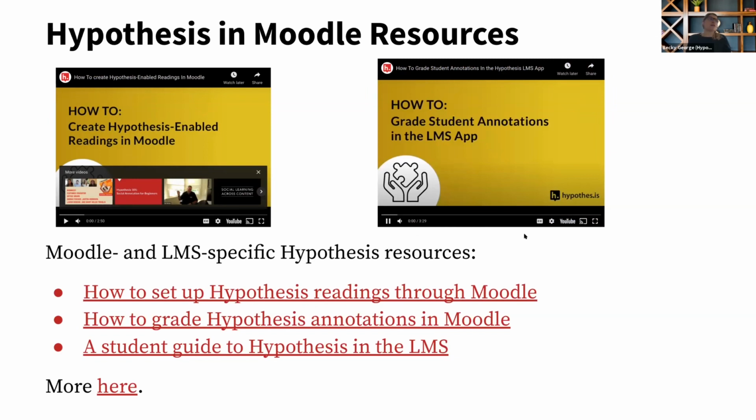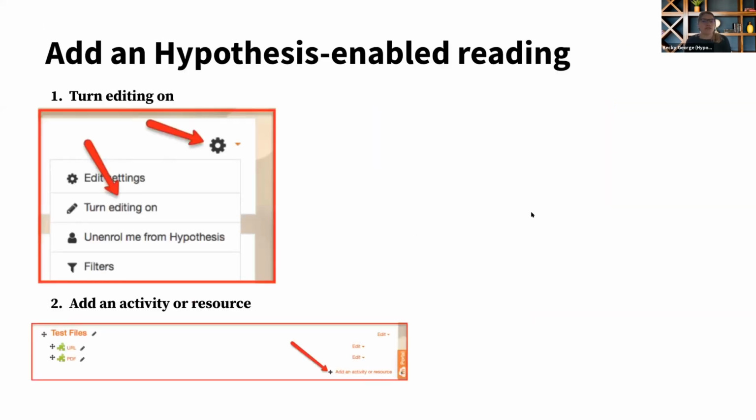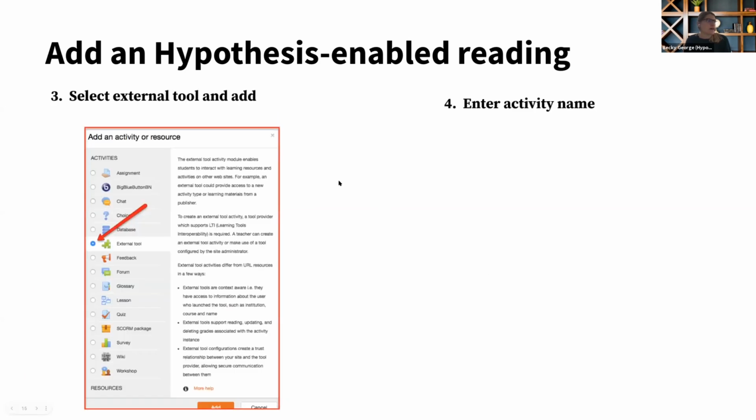If you are in your Moodle course, the first thing you want to do is turn on editing. Typically I see it in orange in the upper right hand. You'll turn editing on. Once you turn editing on, you will have the option to add an activity or resource. Once you select activity or resource, you're going to select external tool.